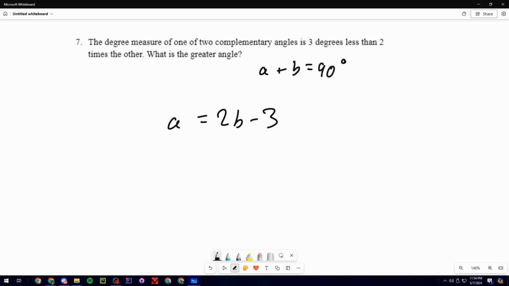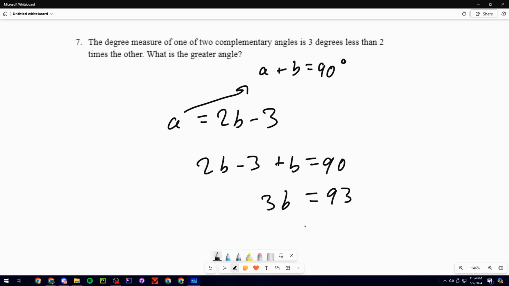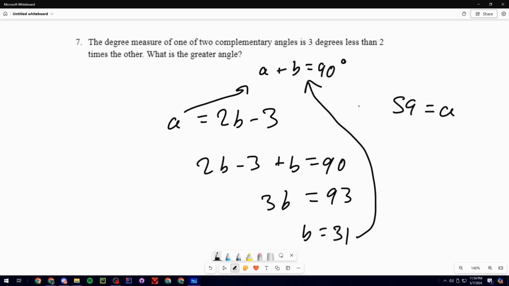So they add up to 90, and then one of the two is 3 less than 2 times the other. So what is the greater angle? Well, we'll have to solve for A and B and see which one it is. Substituting A into this gives you 2B minus 3 plus B is equal to 90. So 93 is equal to 3B, and then B is just equal to 31. Plugging that in gives us 59 for A, because 90 minus 31 is equal to A. And which one is the greater angle? It's 59.